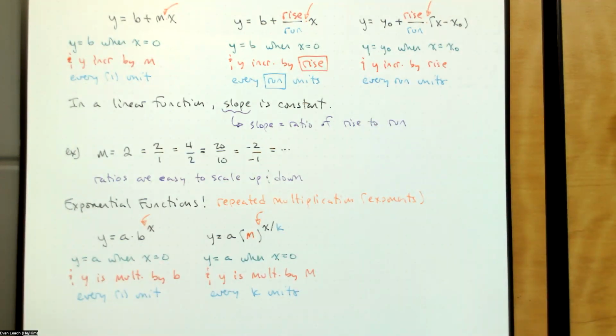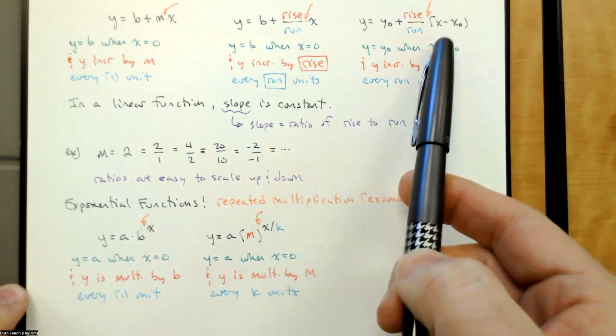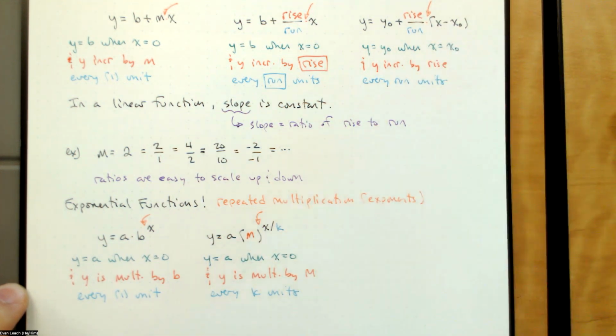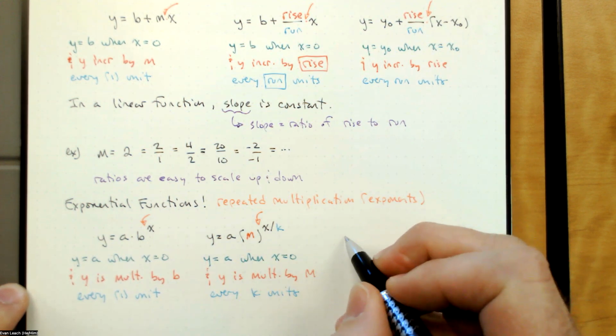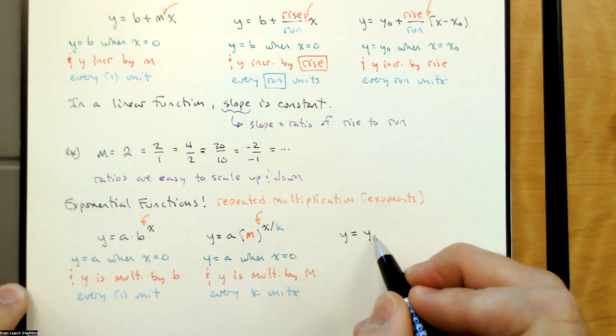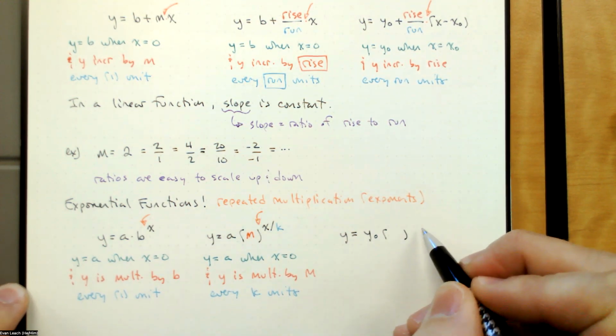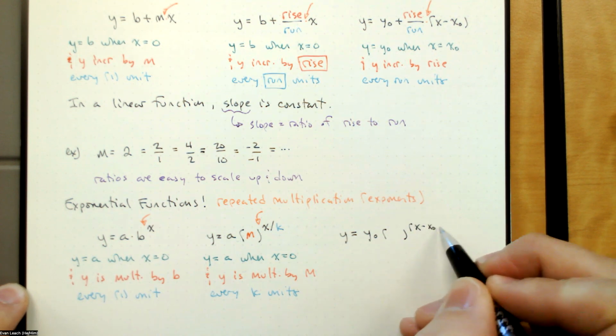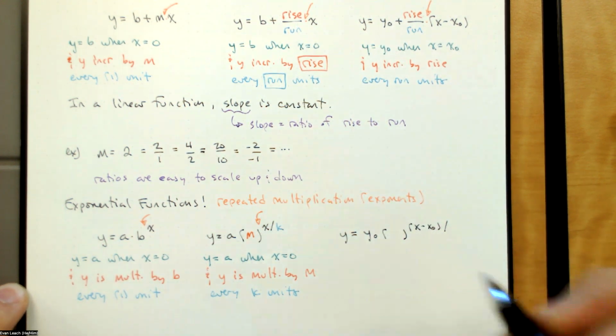Now, if we wanted to shift this, if we wanted to start off at a different value, instead of knowing what's going on at x equals 0, maybe it's not relevant for us to know what's going on at x equals 0. We only care about what's going on between x equals 11 and x equals 50. So we don't care about what's going on at x equals 0. If I want to shift this to a different starting place other than x equals 0, I do the same thing we did up here. Just subtract our new starting place. So I would just say y is equal to, and instead of a, I'll say y naught times m to the x minus x naught divided by k.